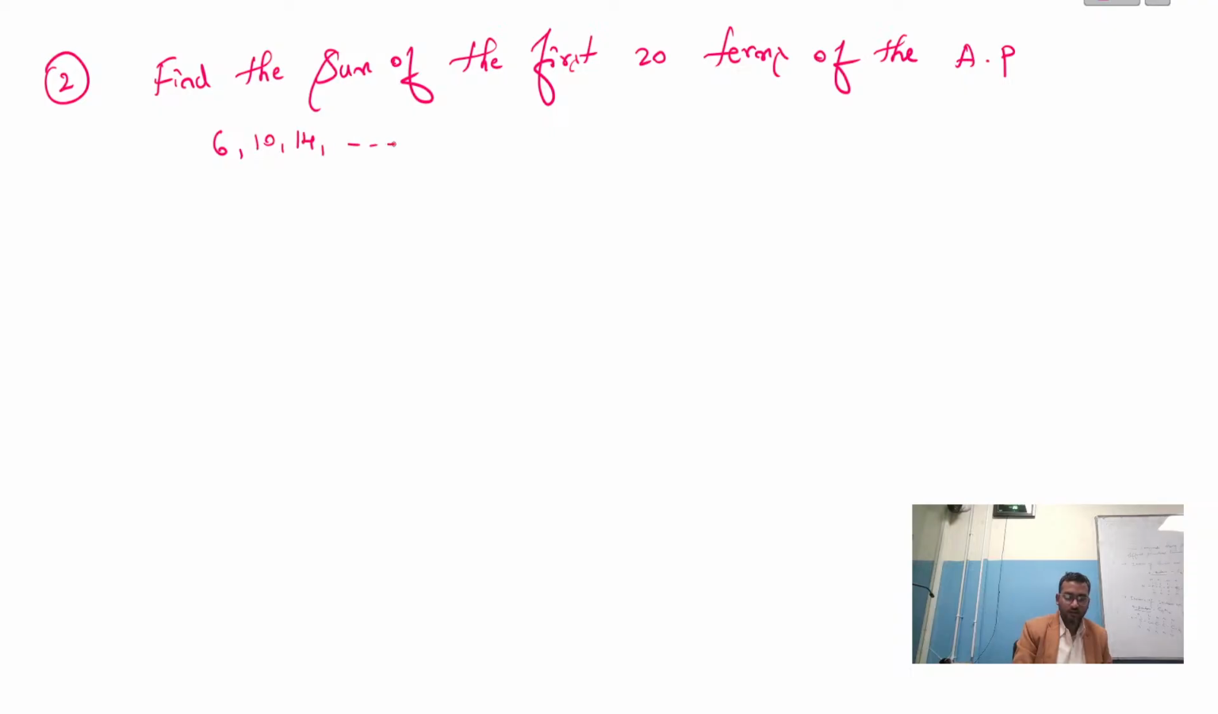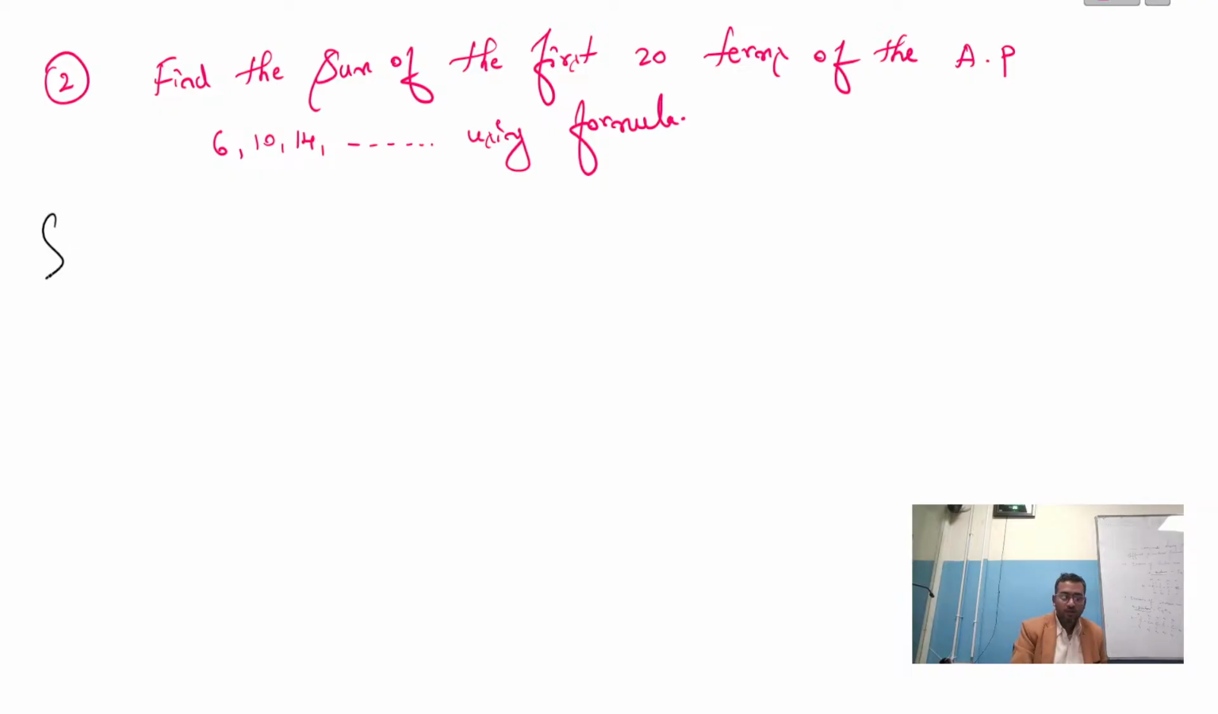Now let me solve question number 2. What is question number 2 here? Make a note. Find the sum of the first 20 terms of the arithmetic progression AP 6, 10, 14 and so on, using the formula.